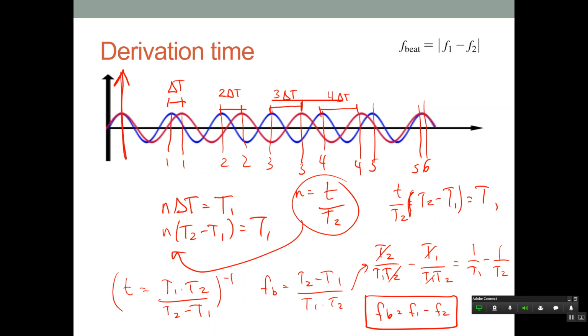Make sense? Again, we use sound, but it doesn't matter. You can apply this to anything. Okay?